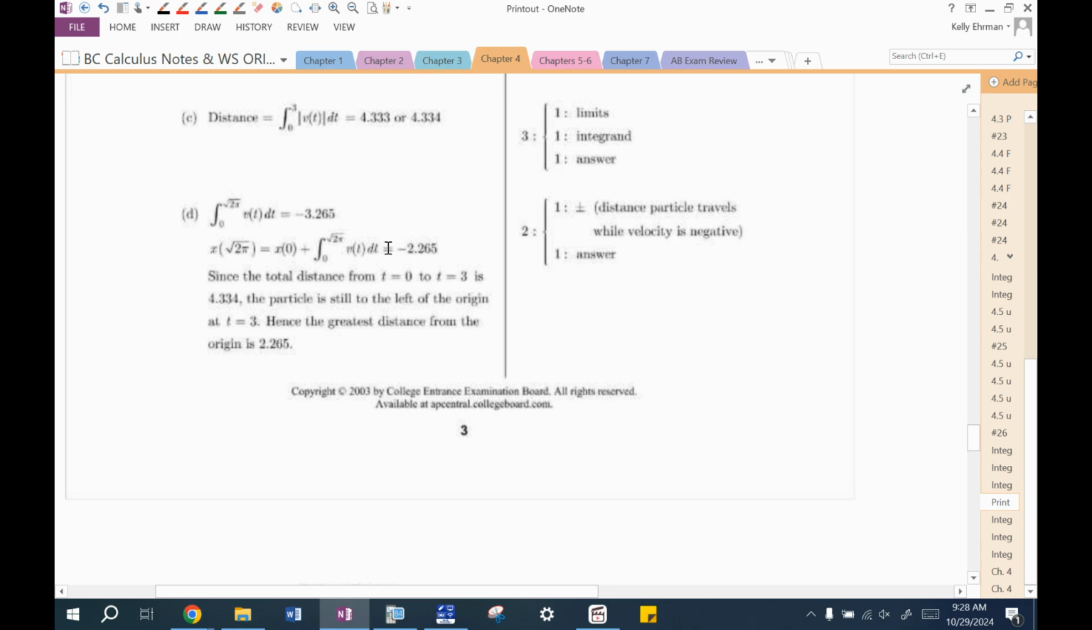Answer, ultimately we got this negative 2.265, and that was considering, with our candidates, 0, 3, and this square root of 2 pi. We had the decimal version of that, so we're considering how far it traveled when the velocity was negative. That's what it means by that. And then my answer, yes, was that ultimate value of 4.334 for our final answer.